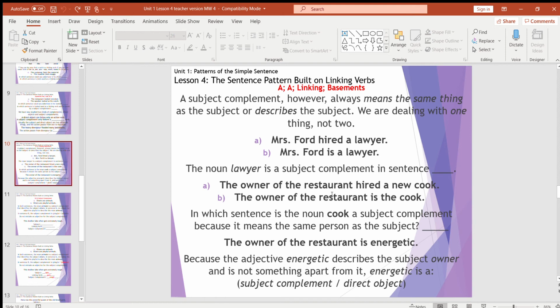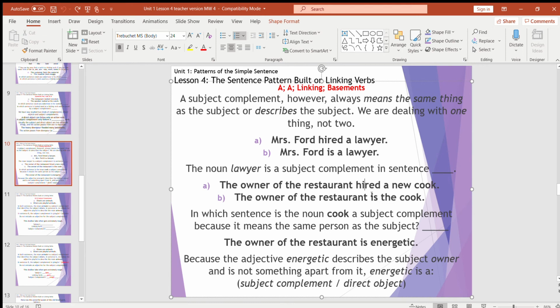The owner of the restaurant hired a new cook. The owner of the restaurant is the cook. So again, both sentences have the noun cook, but one has it being a direct object, the other has it being the subject complement. So which one has it being the subject complement because it's the same person as the owner? That would have to be B, right? Is, who is, the owner is, what is the owner? The owner is the cook. Whereas A, hired, who hired, the owner hired, what did they hire? Oh, they hired a new cook, someone separate from themselves.